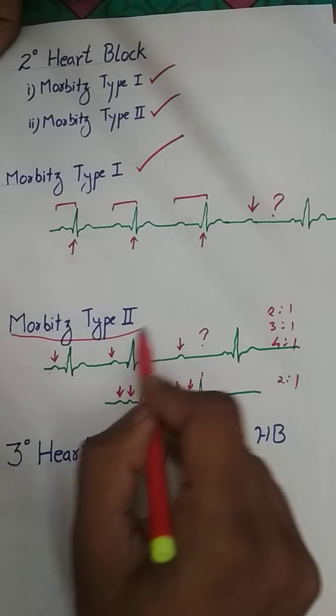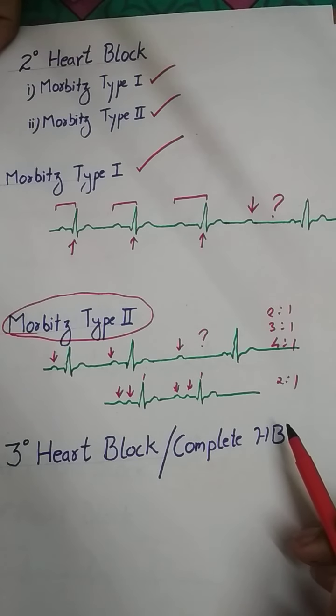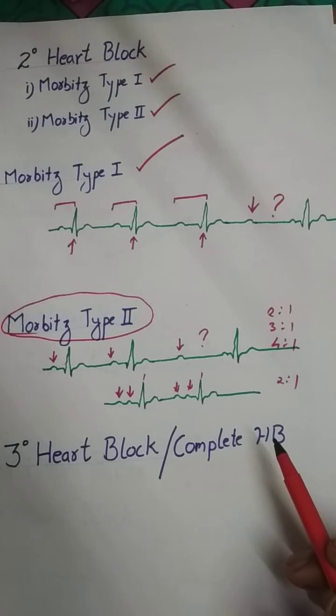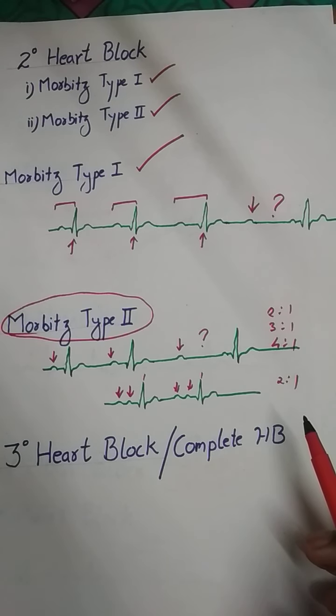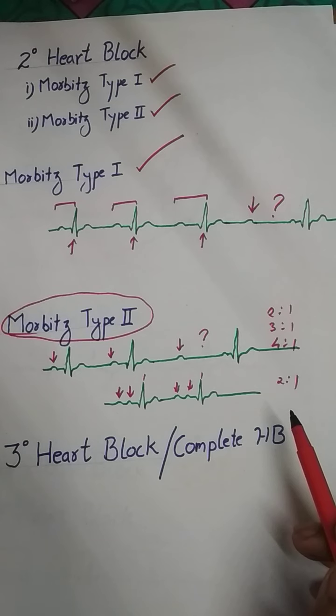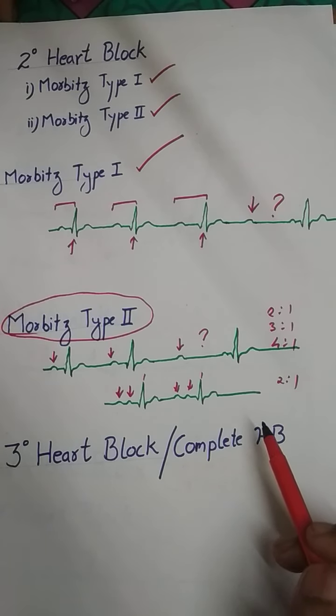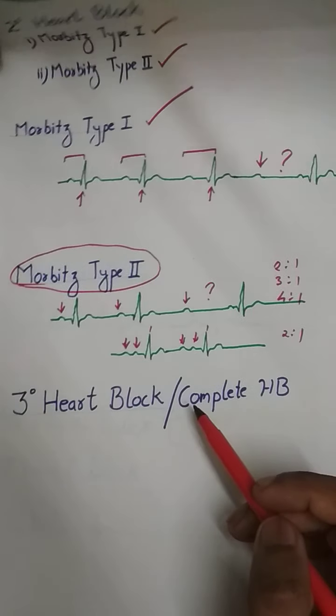But Mobitz type 2 is usually permanent and can become fatal by leading to complete heart block and has to be treated by some sort of pacemaker. Okay. So this is all about second degree heart block. Moving on to third degree heart block.